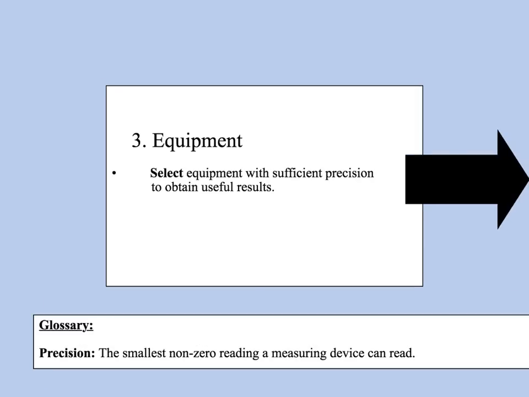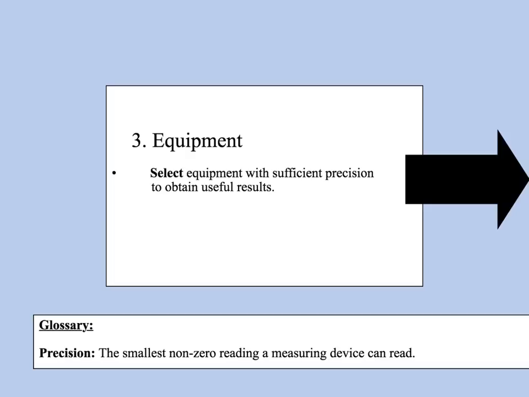So the third step is actually selecting your equipment. So once you've identified the variables you need to measure, you need a way to actually go about measuring them. So whether you're using a ruler with millimeters or if just centimeters is appropriate, or if you need something to measure angles like a protractor, or you need something more accurate using trigonometry or vernier calipers for instance. So it's about selecting the one with appropriate precision.